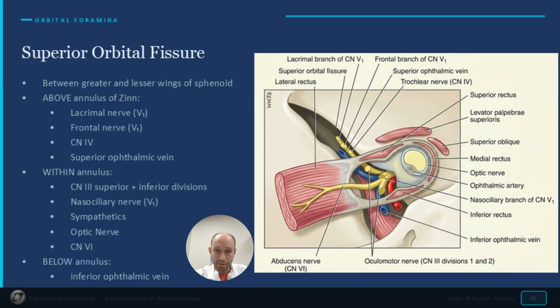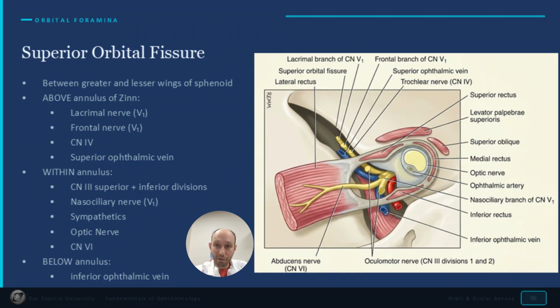Now, below the annulus of Zinn, it's easy. We just have the inferior ophthalmic vein, so the veins are all outside the annulus of Zinn. Now, inside, we have the cranial nerve 3, the oculomotor nerve. We have the nasociliary nerve, which is still V1. We'll have the sympathetic fibers, and we also have the abducens nerve, cranial nerve 6. Now, again, if we look at the diagram, that's what's coming out of the orbital fissure.